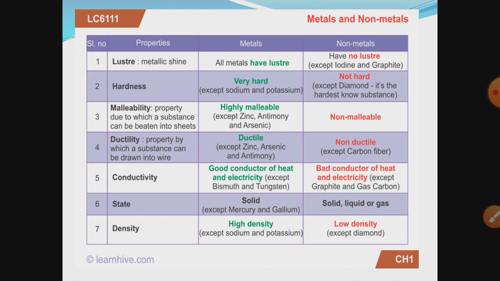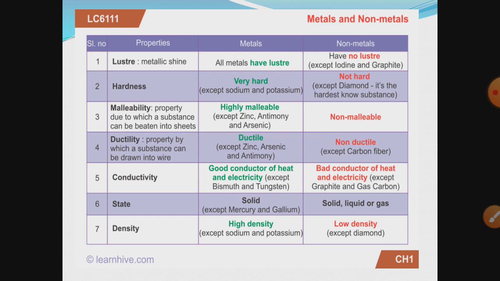Let's get started with the first physical property, that is luster. Metals have good shine and they are shiny. They shine a lot. That's why they are used for making jewelry. And non-metals are non-lustrous. They don't have shine. But iodine and graphite are considered to have shine. They are the opposite of their particular property. They don't show that property, but they have shine just like the metals.